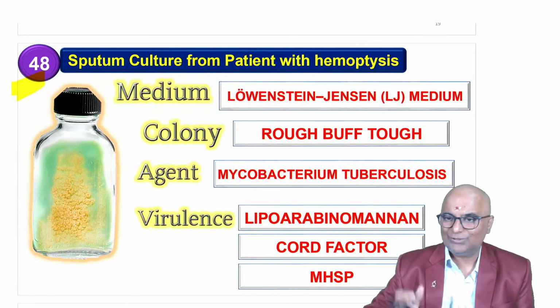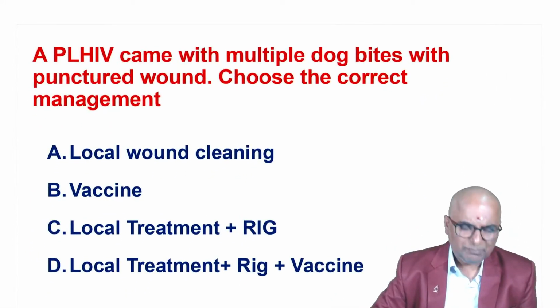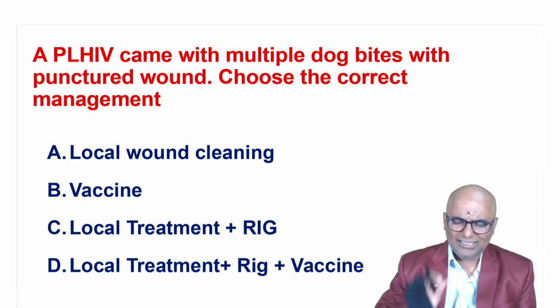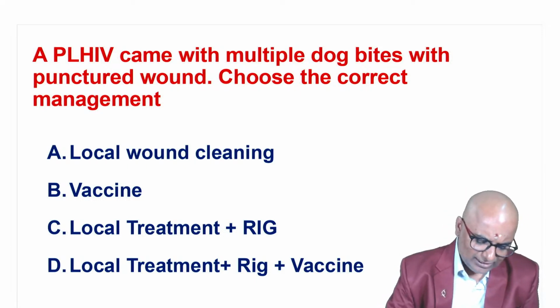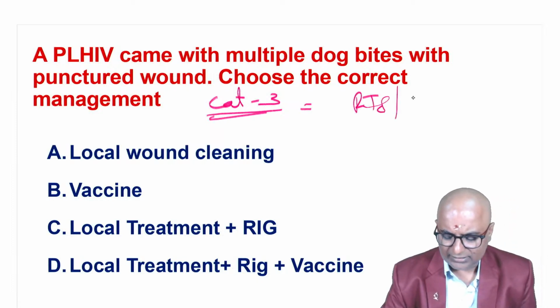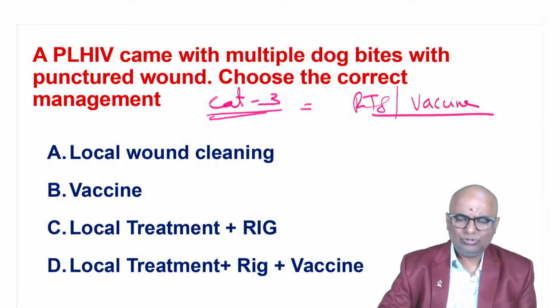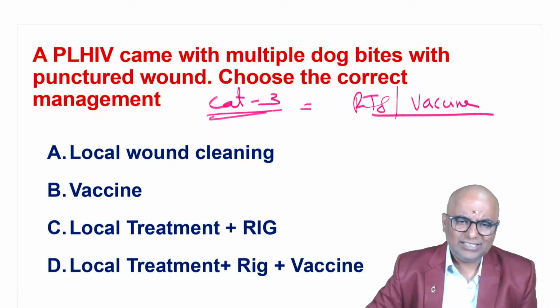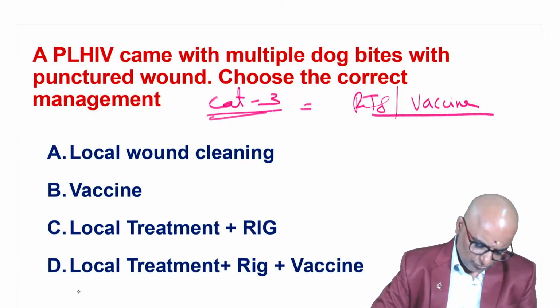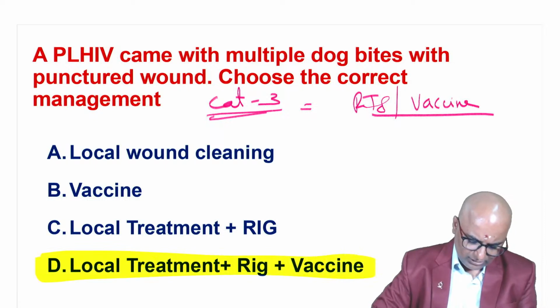See how many questions now itself from DFX. A PLHIV comes with multiple dog bites with punctured wound. Choose the correct. Multiple bites, bleeding comes under category 3. Category 3 needs rabies immunoglobulin and vaccine, with wound cleaning as default. Wound toileting is default. So you need to give local treatment, rabies immunoglobulin with vaccine.